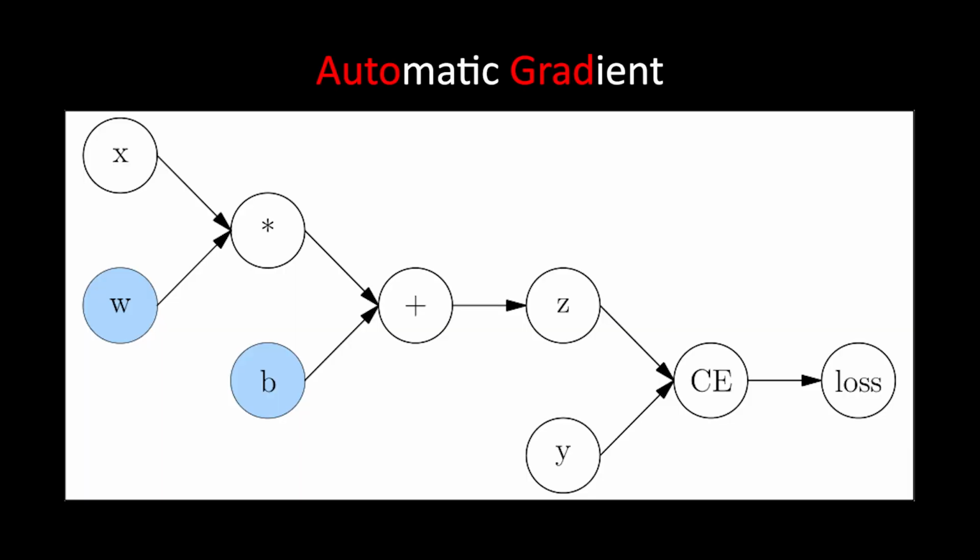What is autograd? Short for automatic gradient. It is a system that automatically tracks every mathematical operation and builds a computational graph of those operations.